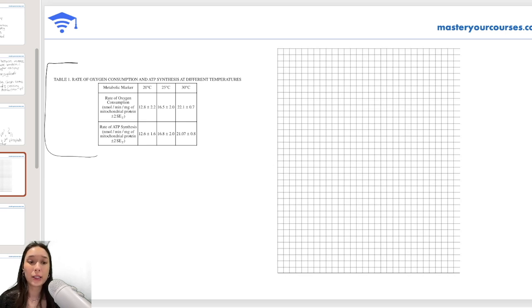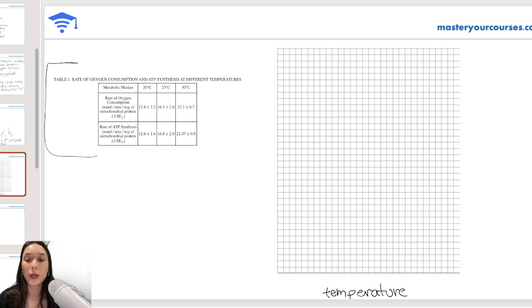So your x-axis is always your independent variable, so that's the thing that you're changing, okay? And then your y-axis is the result, or what you're looking at. So in this case, our x-axis is going to be temperature, okay? Because that's the thing we're changing. We're trying to see how the change in temperature affects our metabolic markers. So you're going to have temperature down here, and then you're going to have your metabolic markers here.